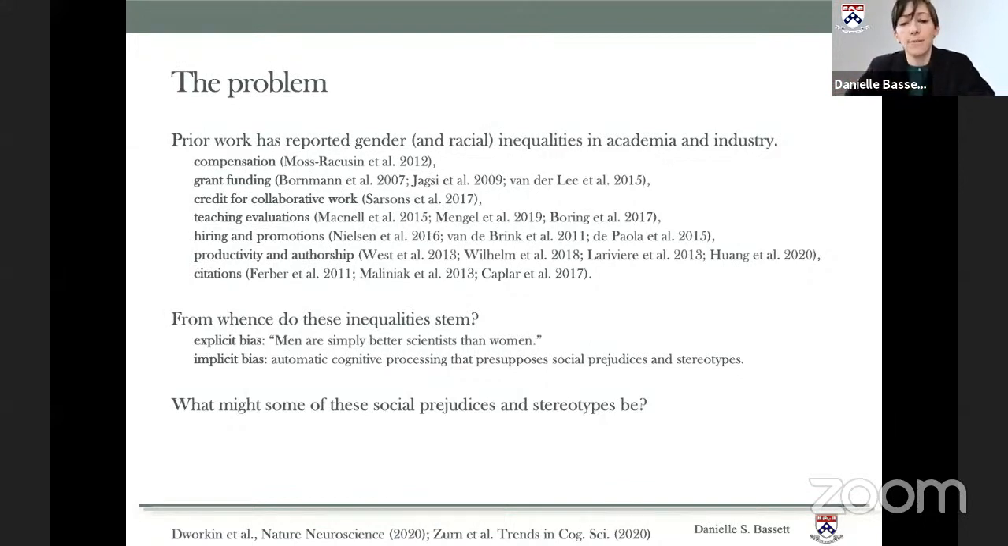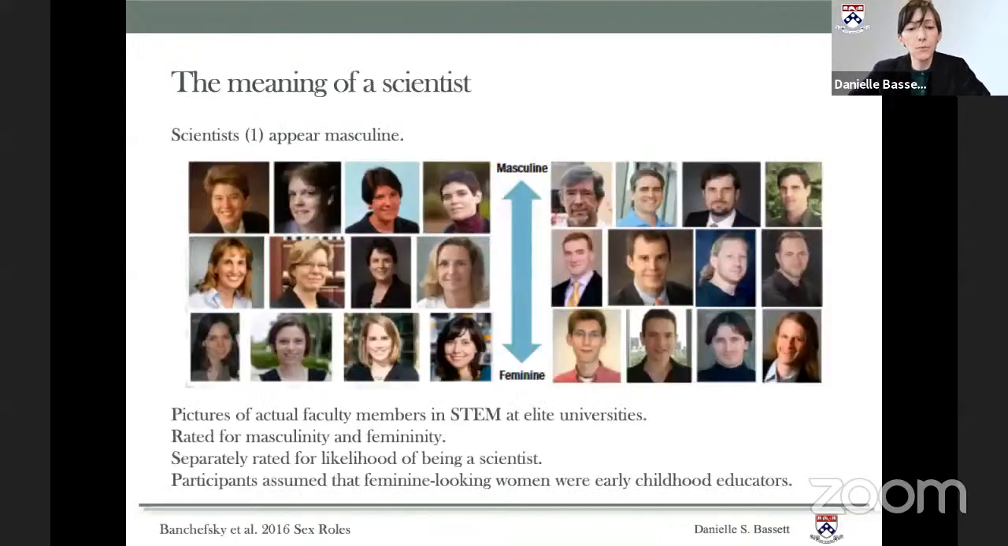So what might some of those social prejudices and stereotypes be? Well, one is just what we have in our minds as the meaning of a scientist. What is a scientist? Not just a good scientist, but any scientist. There's been a couple really powerful studies over the last few years that have demonstrated that many of us hold assumptions about what a scientist is that we would never verbalize, but are evident in our actions. So for example, many of us hold the assumption that scientists appear masculine.